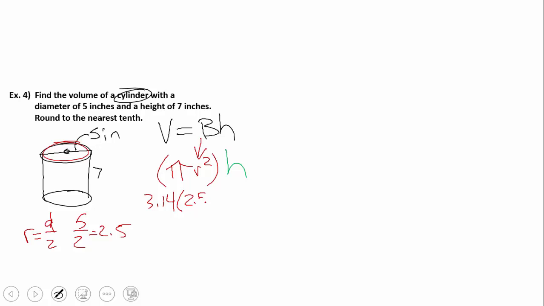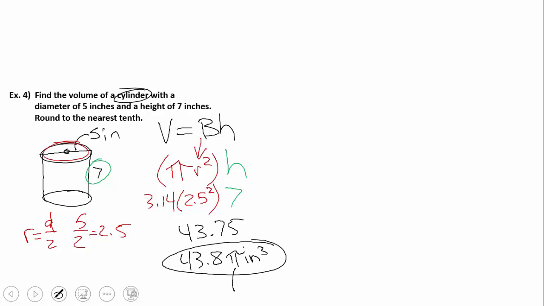So we're going to go 2.5 squared, and then we're going to multiply by the height, which in this particular case is 7. And once again, multiplying 2.5 squared times 7 would give us an answer of 43.75, rounding to the nearest tenth, 43.8 pi inches cubed, if I wrote it in terms of pi.